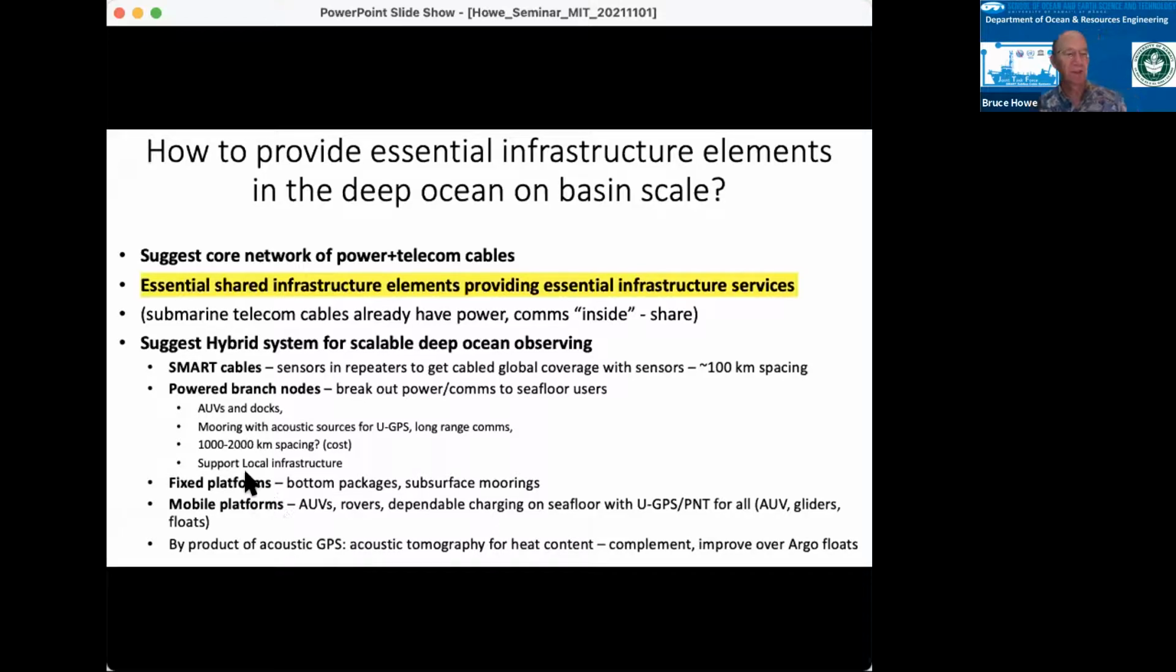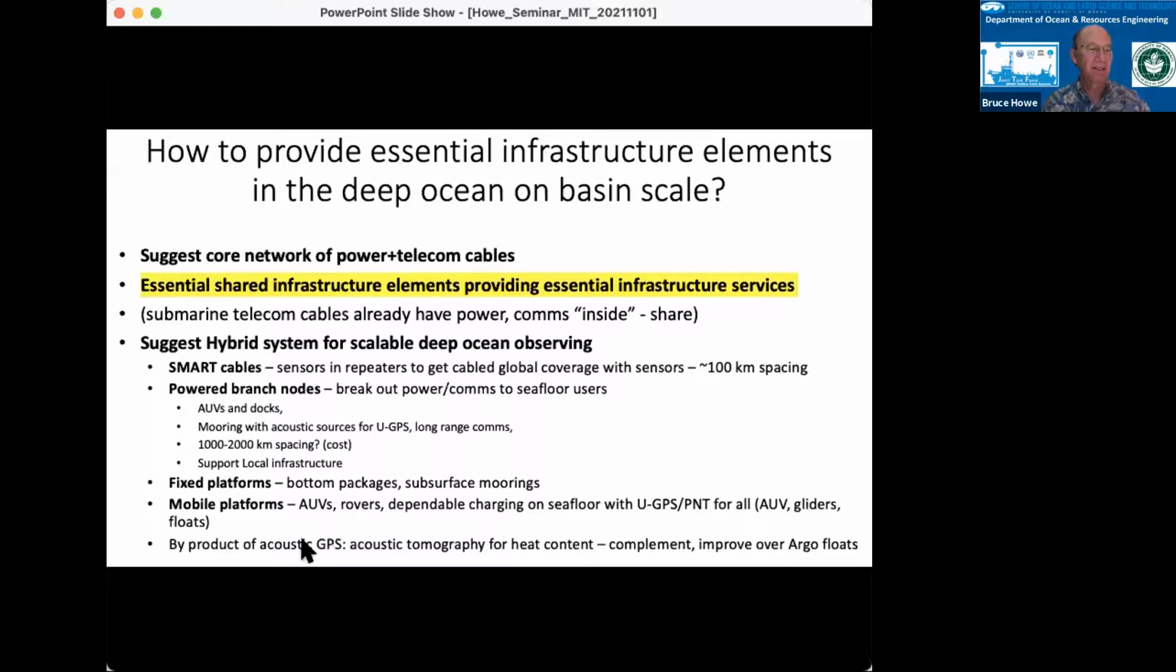And then local, and these would support local infrastructure around each of these nodes, supporting fixed platforms, bottom packages, subsurface moorings, for instance, and mobile platforms via docking stations for AUVs, rovers, with dependable charging on the seafloor, with navigation for these mobile assets.